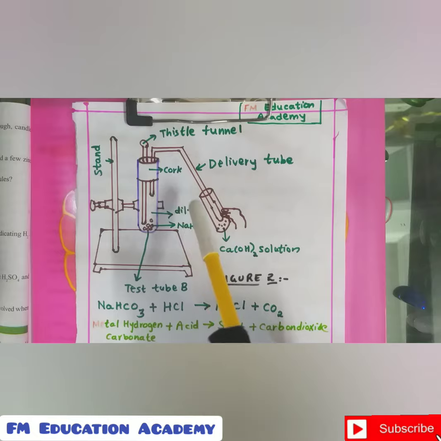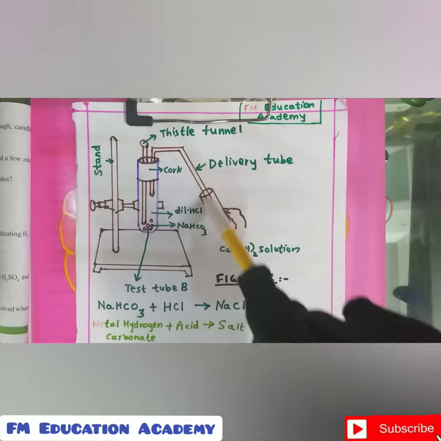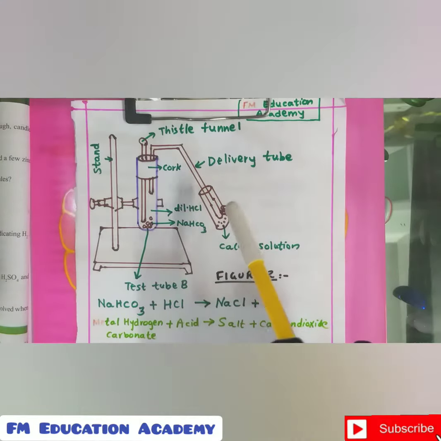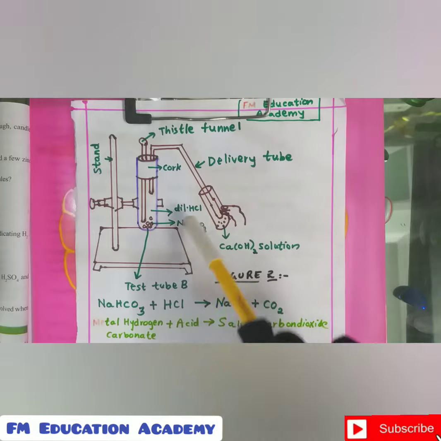So, why is this present? I didn't say anything about this test tube, right? The second test tube which is provided in this setup, I didn't say earlier also. I'll tell you later why this test tube is provided. For now, concentrate on what will happen when sodium hydrogen carbonate and dilute HCl are placed in one tube.